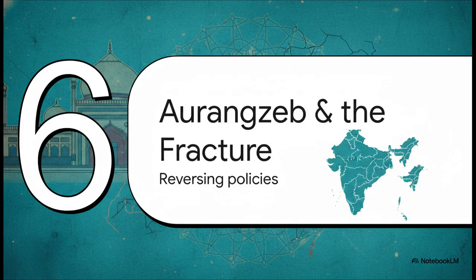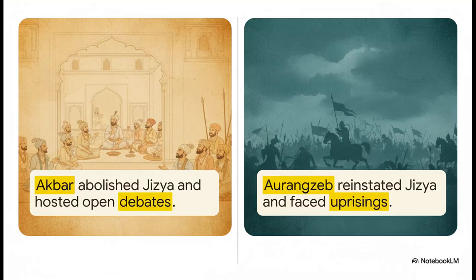Chapter 6, Aurangzeb and the Fracture, Reversing Policies and Sparking Widespread Rebellion. Well, as they say, empires rise and empires fall. The immense strengths of the Mughal Empire, its centralized administration, and its careful integration of super diverse populations soon became its greatest vulnerabilities. To understand this fracture, we have to neutrally look at the stark contrast in leadership styles outlined in our sources. Over a century prior, Akbar the Great had famously abolished the jizya tax on non-Muslims in 1564.